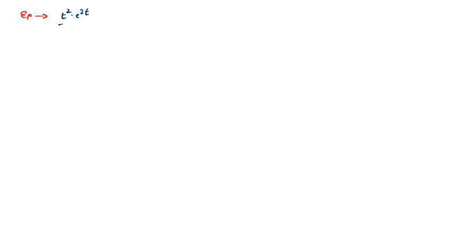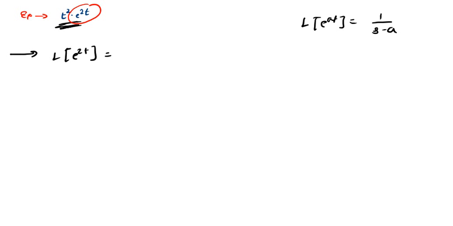Okay, let's take one more example. This f of t is t square e raised to 2t, which is multiplied twice by t. So find out the minimum thing whose Laplace transform is known to us. e raised to 2t is the minimum thing whose Laplace transform is known to us. We know the Laplace transform of e raised to at is 1 upon s minus a. So this will be 1 upon s minus 2.